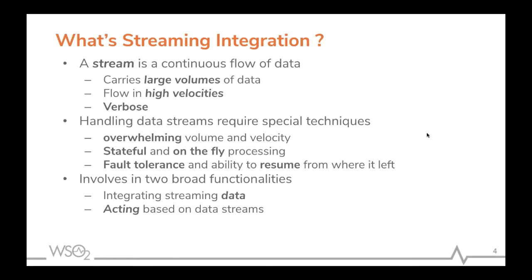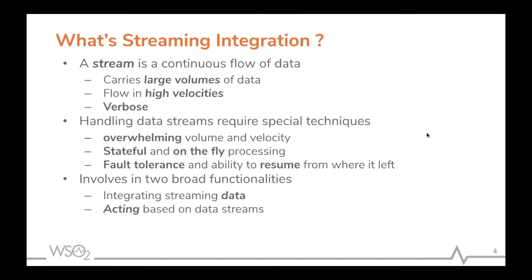A system that is processing a stream can be exposed to maybe 1,000 or maybe even 10,000 events per second. Another fact about streams is they are very verbose, meaning they might carry a lot of information. If not processed properly, you might miss the valuable or actionable insights. Due to this nature of streams, handling streams requires some special techniques, unlike normal request response communication.